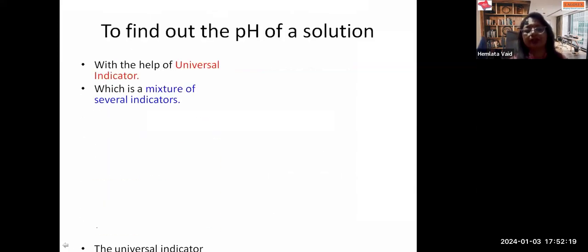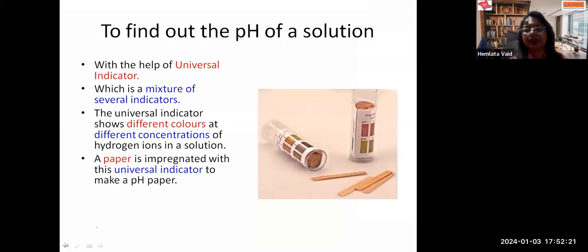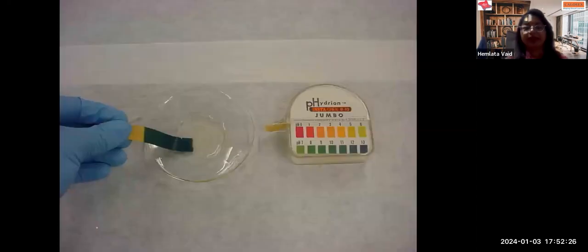See children, this is about the universal indicator. These are the pH strips. Now, this diagram will make it clear. You can see here, this is an unknown substance taken here. And the pH paper, which is originally yellow in color, changes to blue. So this unknown substance is basic in nature.